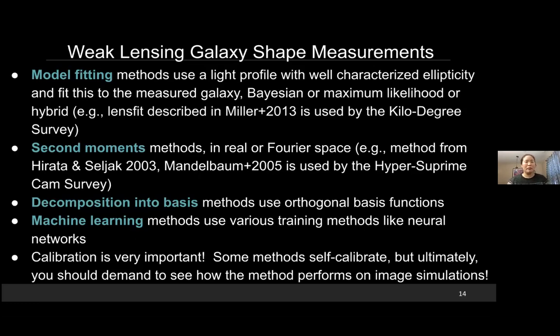For all of these methods, calibration is very important. Some methods do a self-calibration process, but ultimately one of the important things, if you're learning about a new shape measurement method, you should ask: how well did your method perform in image simulations? Is the output shape compared to the input shape relatively efficient at recovering the original, or the truth?